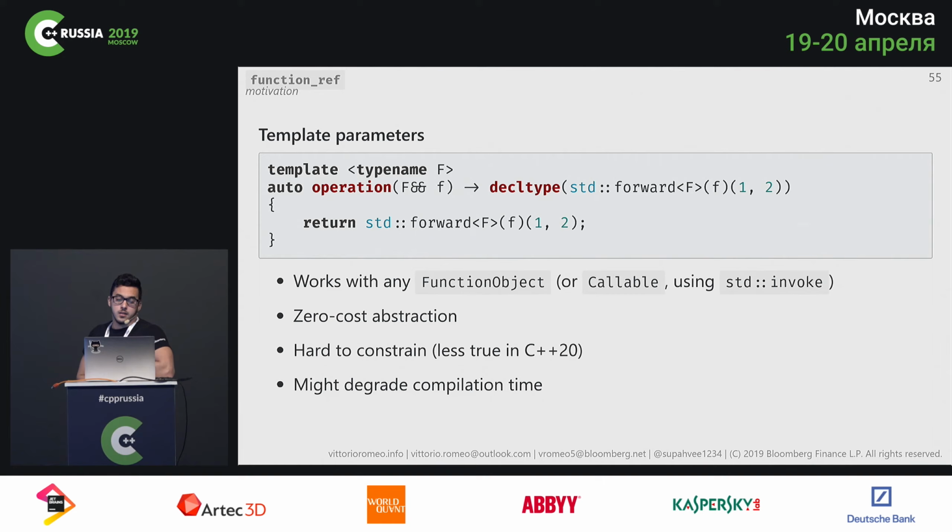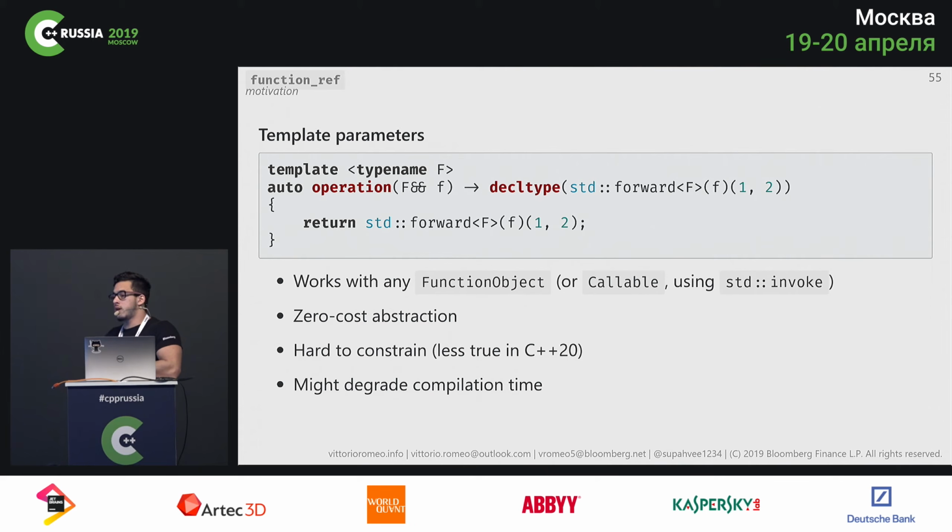It is basically a zero-cost abstraction. This is required to be defined in the header. The compiler has all the information it needs to inline all the code and make it as optimized as possible. And this is the reason why standard algorithms use templates, because they want to basically disappear as much as possible thanks to inlining. However, before C++20, this is hard to constrain.